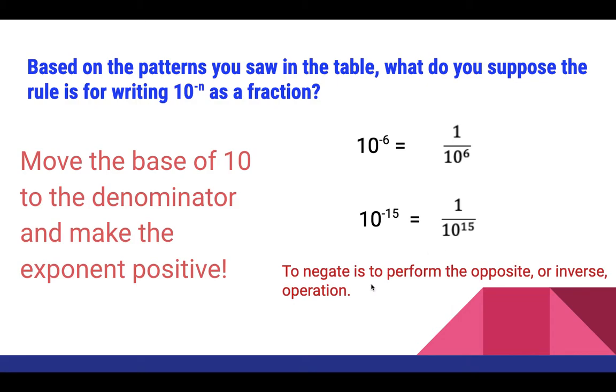To negate is to perform the opposite or inverse operation. All right, so we have a negative 15. We want to negate that negative. We don't like to have our solutions have a negative exponent. So to make it positive, we have to make it into a fraction, 1 over 10 to the 15th. So this is considered the inverse. So think of this as 10 to the negative 15 over 1. We're going to do the inverse. So 1 is now going to be on top. 10 to the negative 15 will go to the denominator, which when we move it down to the denominator, it now becomes positive.